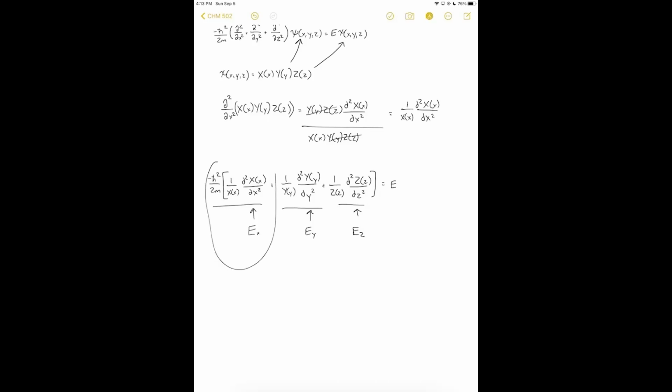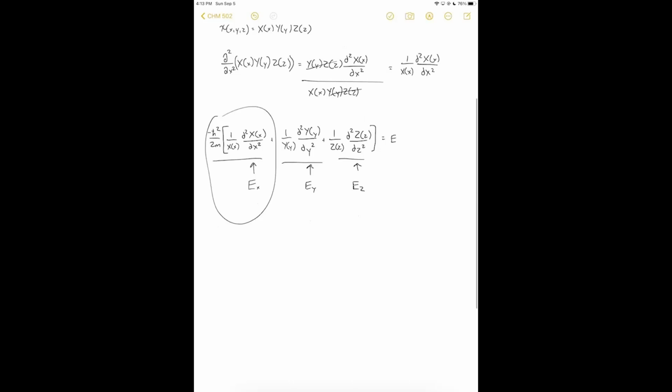So again, taking this as an example, it means we have the equation negative h bar squared over 2m times 1 over X of x times the second derivative of X with respect to x is equal to E sub x. And what I can do here is rearrange this to get the following. The second derivative of our function X of x with respect to x is equal to negative 2m over h bar squared E sub x times X of x.